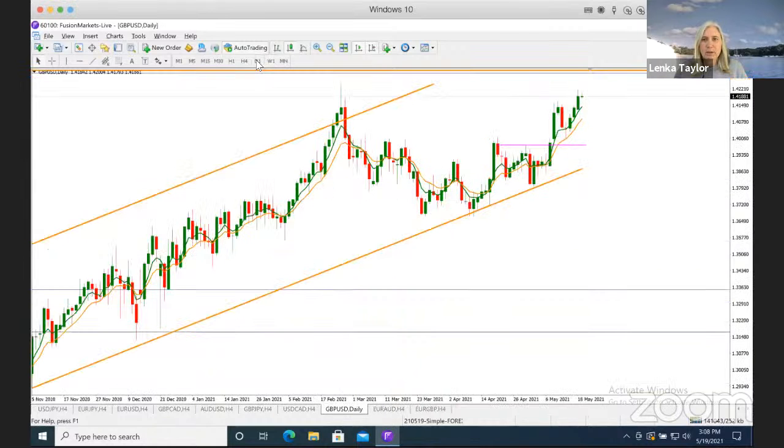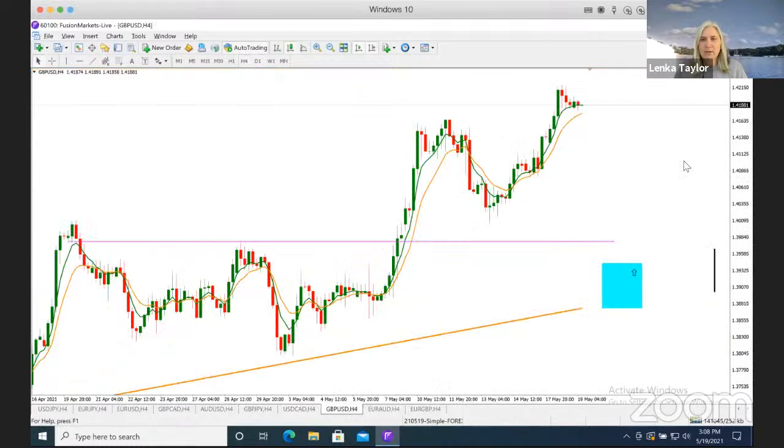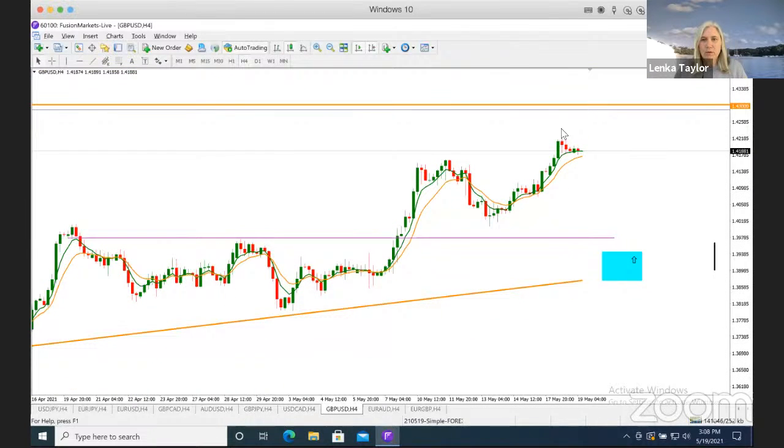But on the 4-hourly time frame, there might still be an opportunity for a long if we get a pullback down. And then I would look for a long opportunity then. And that might take a while. It's not a trade that would set up today.